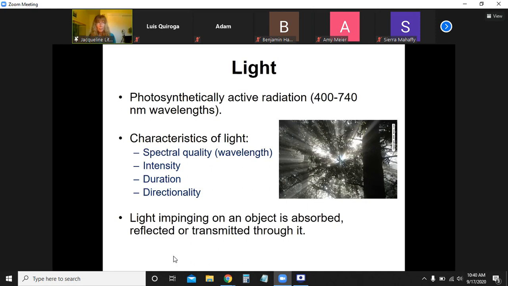And lately I've been really noticing how we are losing our daylight as we approach deeper into the fall. The daylight is getting so much shorter compared to what it was in the summer. And then there's also directionality, which shifts daily and seasonally as well. The sun is nearly overhead in the summer, but it drops towards the horizon in winter, right? So that directionality. They're all interrelated to each other. And noting that when light hits an object, it can either be absorbed, reflected, or transmitted through it. So this is sort of the fate of light. Again, this is something I'll talk about a little bit more in winter ecology next semester, just very briefly touching on it here.